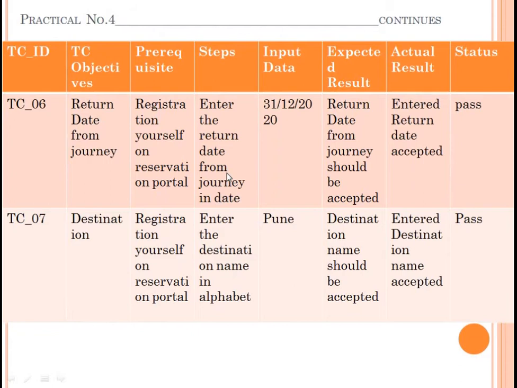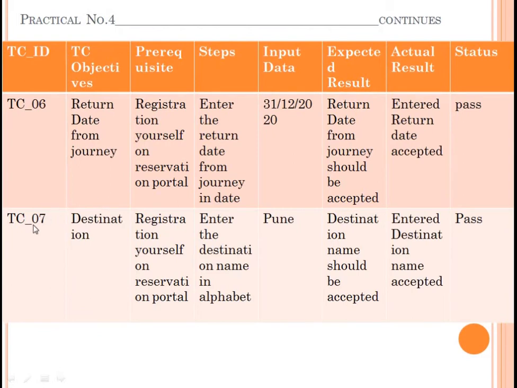Here we put it in date format, that is 31/12, which is 31 December 2020. The expected result is that the return date of the journey should be accepted. The actual result is that the entered return date is accepted. The status is pass. Here we put a date after the reservation date.